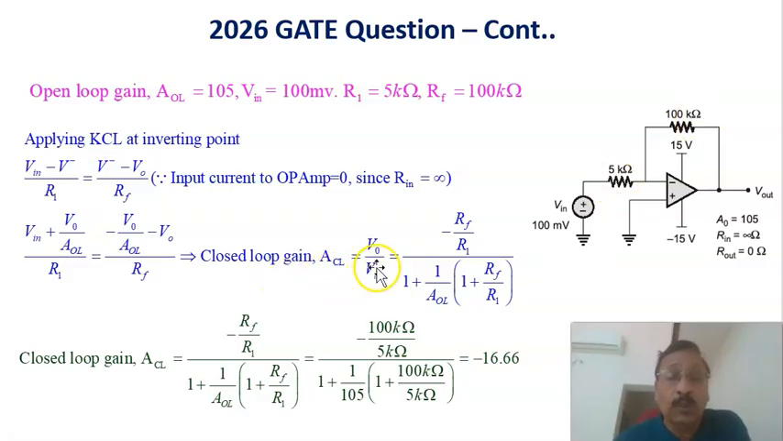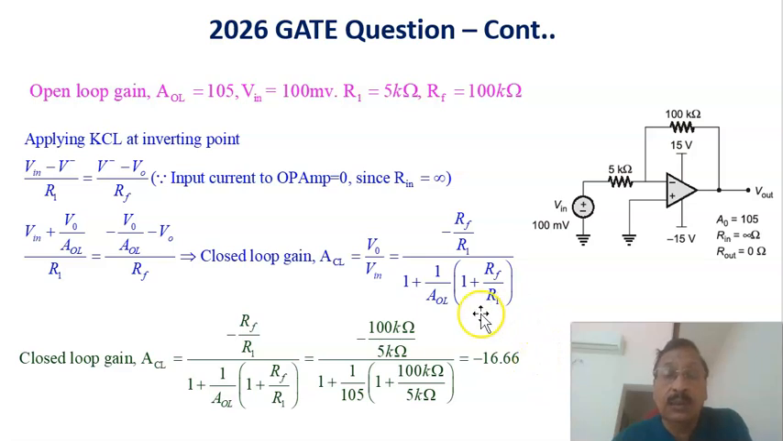Therefore, the closed loop gain is given by output voltage divided by input voltage equal to minus RF divided by R1, divided by 1 plus 1 by the open loop gain of the op amp, given as 10^5, into 1 plus RF by R1. All the parameters are given, R1, RF, and the open loop gain. Substituting in this equation, we get the closed loop gain V0 divided by V in equal to 16.66. Of course, this is an inverting amplifier, that is why it is minus 16.66.